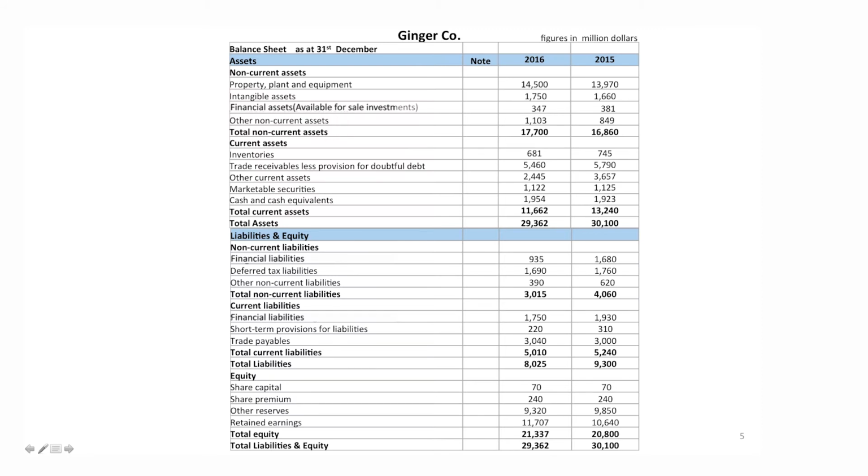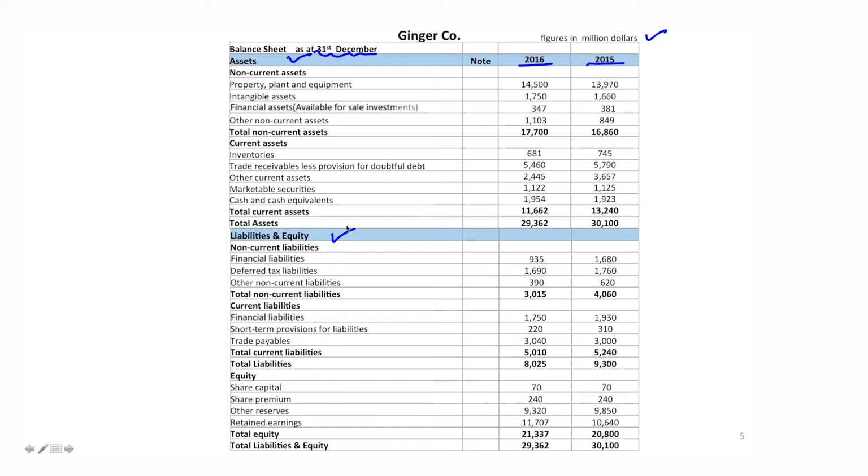As you can see here, the balance sheet of Ginger is prepared as on 31st of December. And you also observe that there are 2 years, 2016 being the current year and 2015 being the previous year. Figures are represented in million dollars. Broadly, the balance sheet consists of two parts. You have the assets and you have the liability and equity.